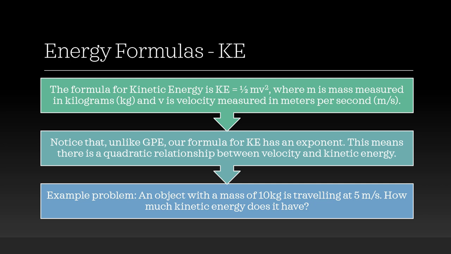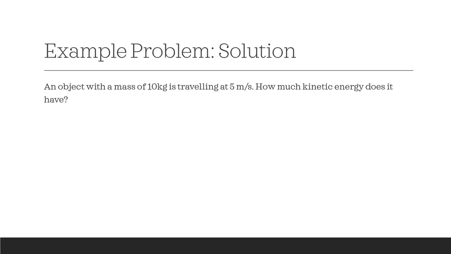For this example problem, we have an object with a mass of 10 kilograms traveling at 5 meters per second. How much kinetic energy does it have? So I'll give you guys just a second to work on that on your own. You should probably pause the video, take a shot at it, and then I will go over it really quick as well. And these should all be review. Hopefully you guys remember this stuff from when we were doing it in class. But just in case, it has been a long break, so we'll go ahead and go over it anyway.